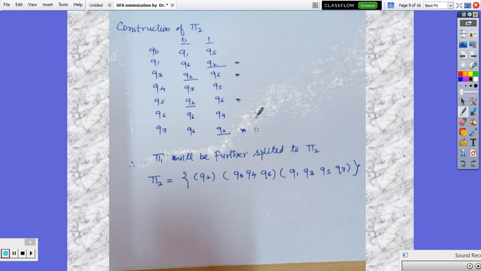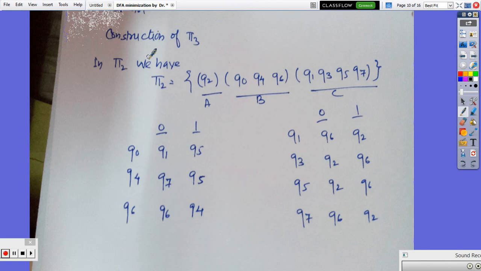So the next step is that we have identified that these states are reaching the final states, so these can be split from the previous set. So we will construct pi 2, and pi 2 will be Q2, and this entire set is divided into two sets. Now in pi 3 construction, we will check whether it is possible to further split these sets on the basis of equivalence. We'll check. So, construction of pi 3.